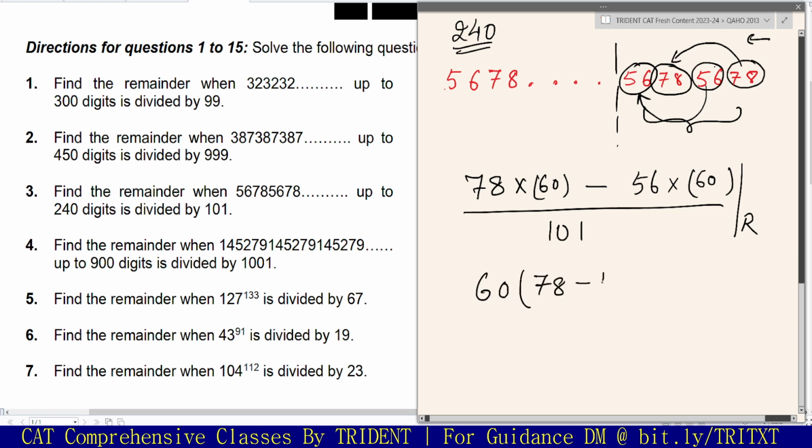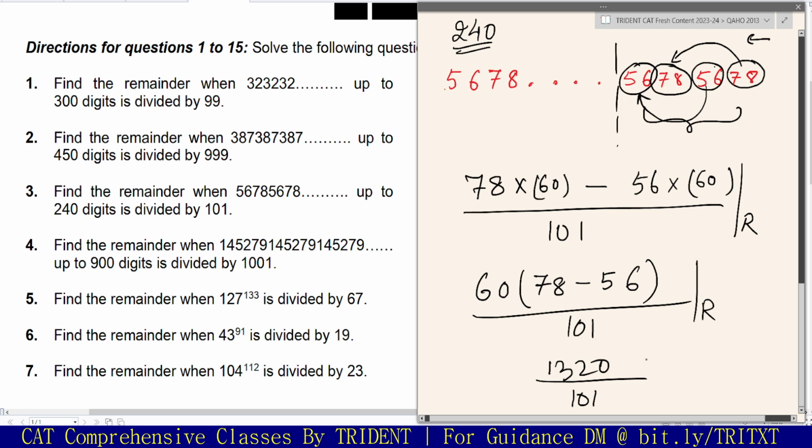But once you establish that 60 is going to be in there, after that I can simply do this: 60 into 78 minus 56, divided by 101, remainder. Now this is 22 if I'm not mistaken. 22 into 6 is 132 and a 0, divided by 101. So what do I do? Again, I can do the division here, but I'll do the same thing. From the right hand side, I'll make the group. I will not add, I will subtract.